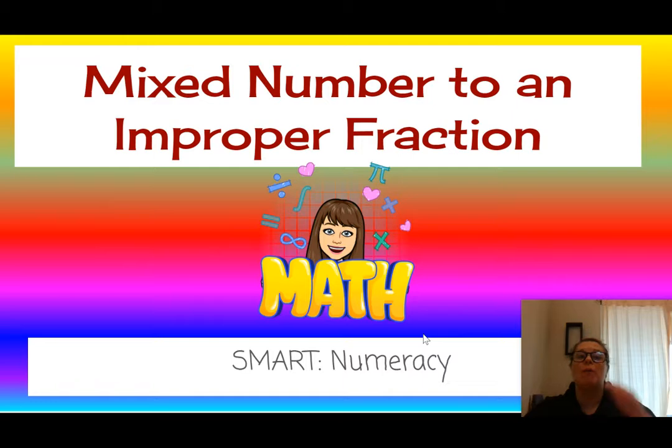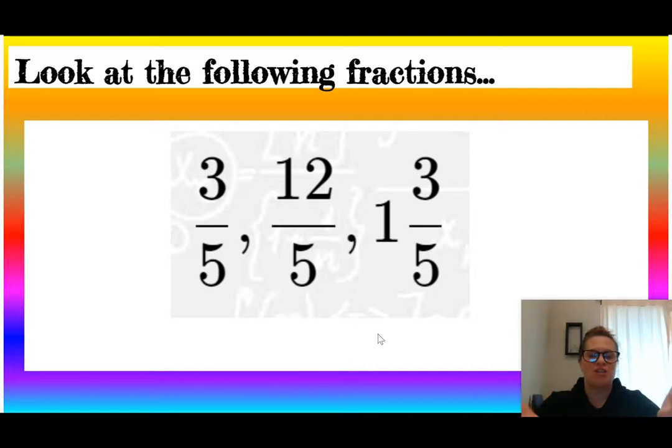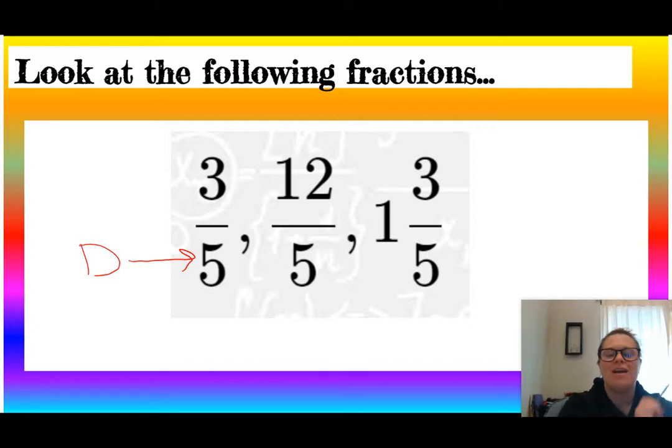Today we're looking at going from a mixed number to an improper fraction. Let's get started. All right, so I want you to look at these three fractions right here, and look at how they are similar and how they are different. I'm really hoping you notice that at the bottom, the denominator, is all the same. They're all 5. That's 5 equal parts, like what Mr. Duick talked about last week. Fractions are equal parts of a whole.